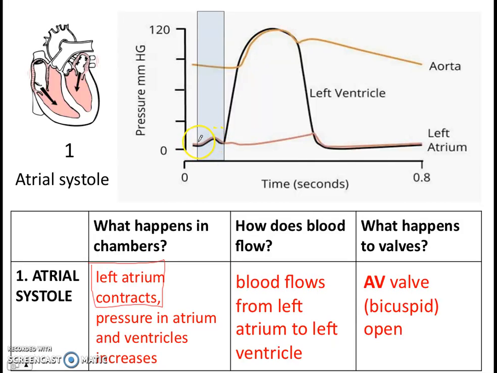Now importantly, you can see that the left atrium pressure is a little higher than the left ventricle pressure. And that is what causes the bicuspid valve to open, because the pressure in the left atrium is slightly higher than the pressure in the left ventricle. It causes this valve to open and blood to flow through. Okay, so that's what happens in the atrial systole.